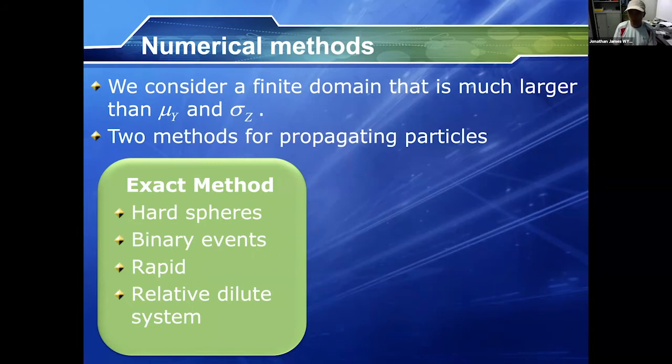And then what you do is you use the collision rules, the simple mechanical collision rules, to update the particle velocities, and then you repeat again. So this treats the particles as hard spheres, which is what we want. It's very quick, and it works very well for dilute systems. The drawback of it is that it can only treat binary events.